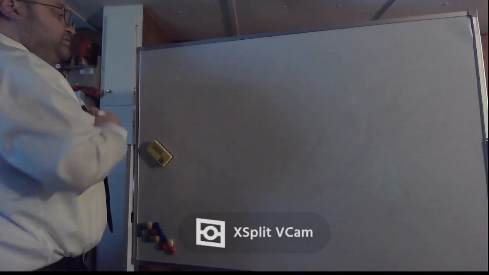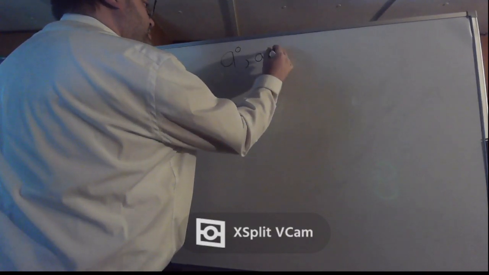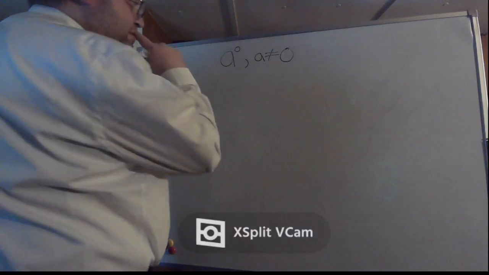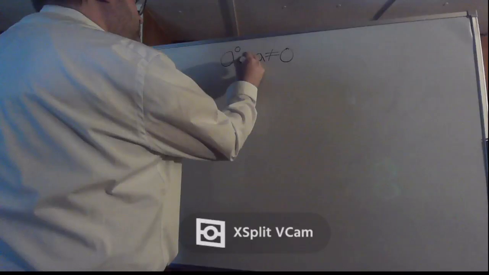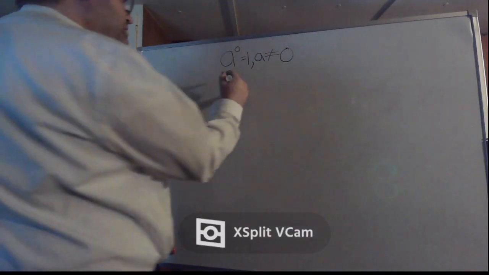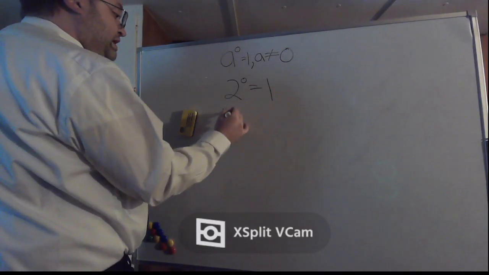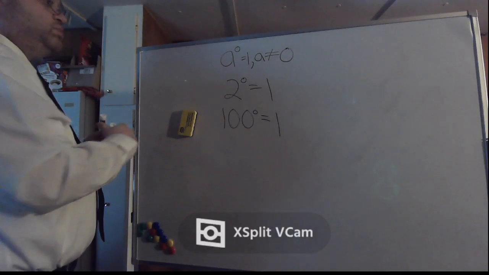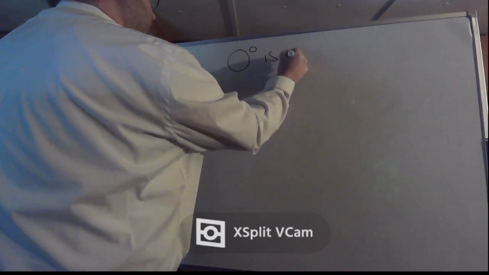Now let's say you have any number to the 0 power, except it can't be 0 to the 0 power. 0 to the 0 power is undefined. We'll go over that in a minute. But any number that's not 0 to the 0 power is 1. That equals 1, where a does not equal 0. Okay, so let's say I have 2 to the 0 power. That's going to equal 1. I have 100 to the 0 power. That's going to equal 1. Any number that's not 0 to the 0 power equals 1. So that brings us to 0 to the 0 power is undefined.